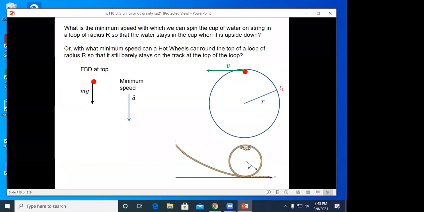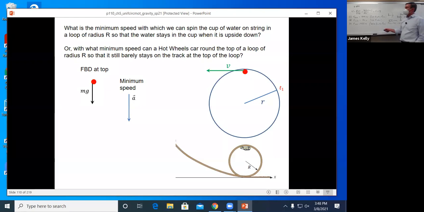So because acceleration is 0? No, the acceleration is not 0 because I'm still going in a circle. When I'm swinging that water around, even at the minimum speed, if it just barely makes it around without falling out, it's still going at a perfectly finite speed. And that means v squared over r is going to be something perfectly finite. So this is a nice non-zero acceleration here.